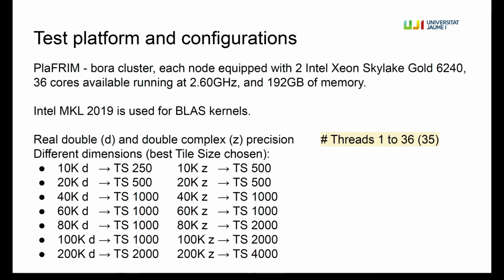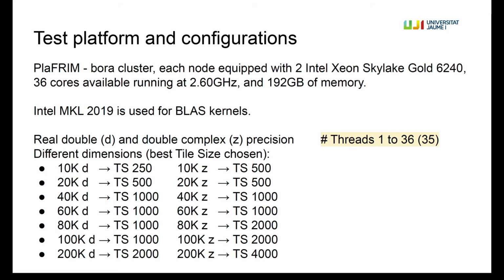All the tests have been performed in the Plafrim cluster, which is a Bora cluster, each node equipped with 2 Intel Xeon Skylake Gold 6240, 36 cores available running at 2.60 GHz, and 192 GB of memory. We have used Intel MKL 2019 for BLAS kernels. In the plots, real double and double complex precisions will be shown, respectively marked with a D and a Z.